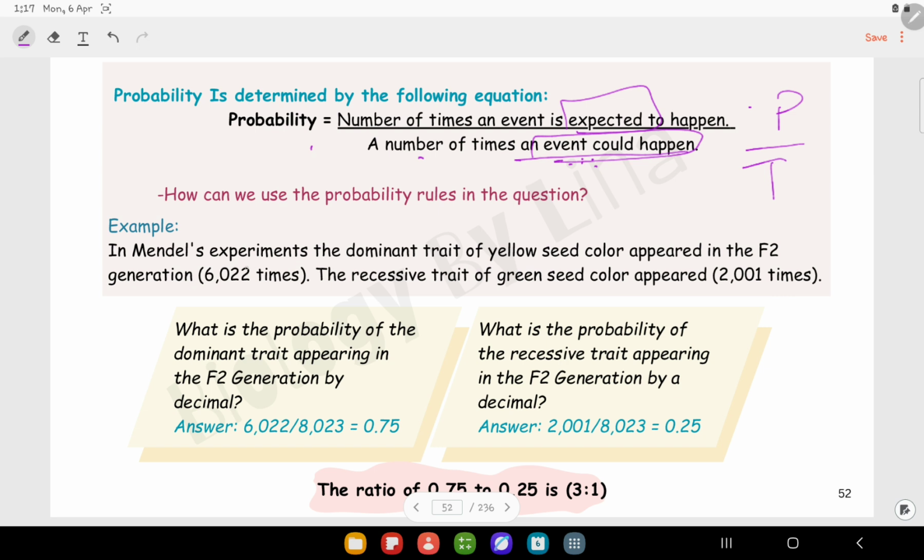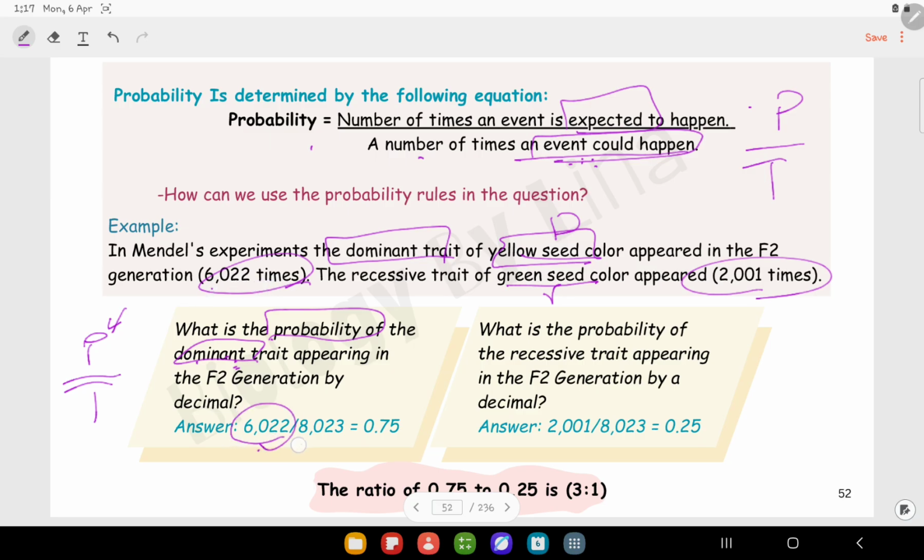Now let's take an example. In Mendel's experiment, the dominant trait is yellow seed. You know that for seed color, the yellow is dominant and the green is recessive. So the yellow seed appeared in the F2 generation by this number, and the recessive by this number. What if the question asks about the probability of the dominant? At that time, we put the part over the total. Which part does he want? He wants the dominant. The number of dominant is 6,000, or 0.222. So we will divide it by the total number. Please pay attention, it's over the total. So first you should take the summation of these two together and then divide the dominant over the total. What about the probability of the recessive?